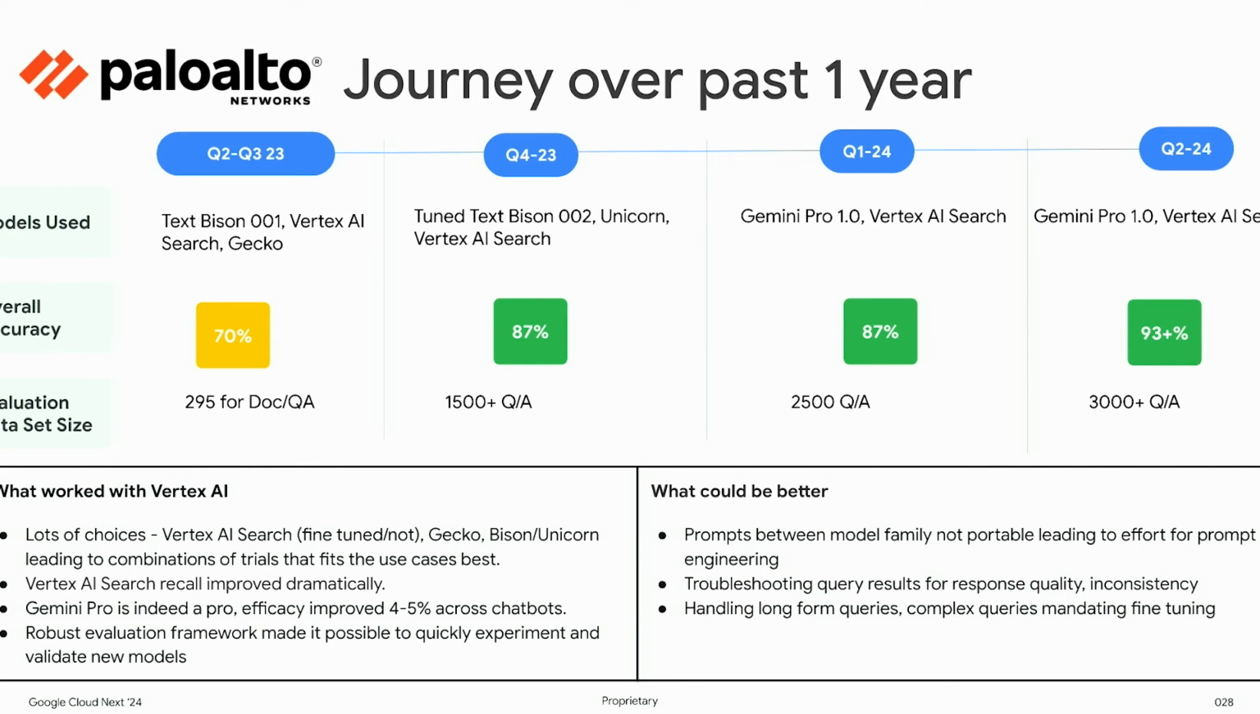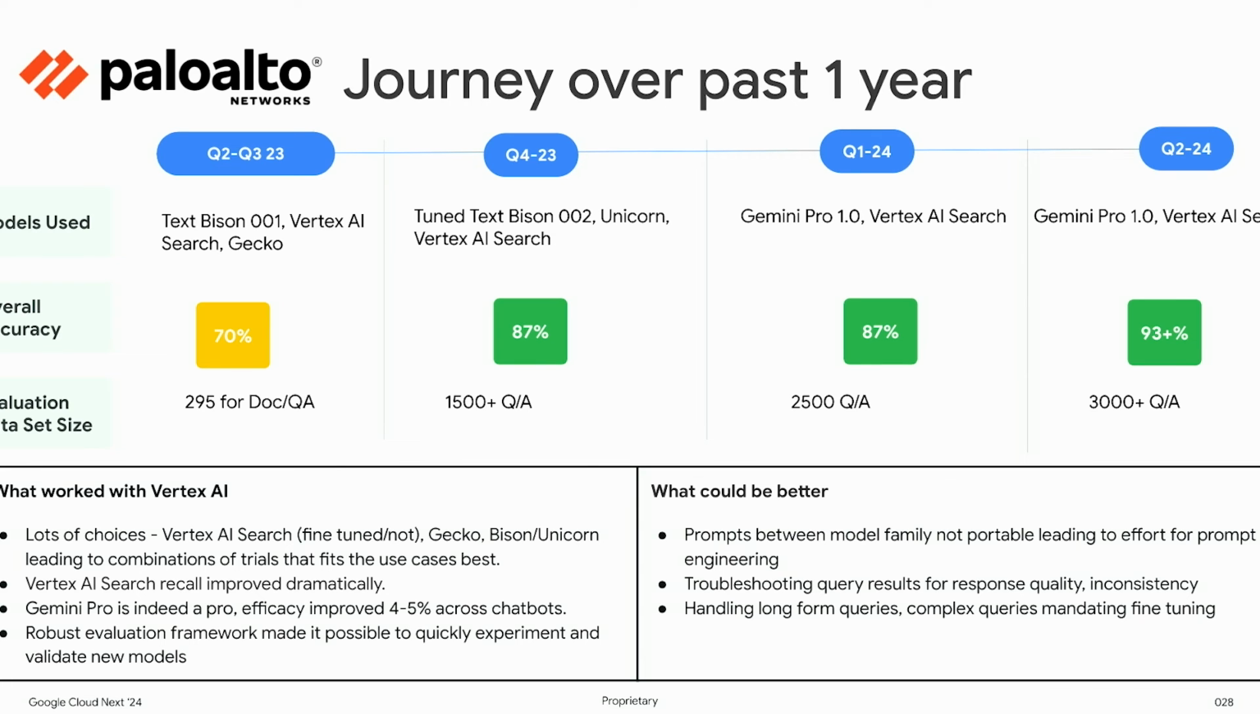So how has our journey been with Vertex AI so far? If you look at the x-axis and the y-axis, the x-axis talks about the time, and the y-axis talks about the model used and the overall accuracy. Looking at the models used, we were at 70% for a small data set of 295 just over a year ago, or just under a year ago.